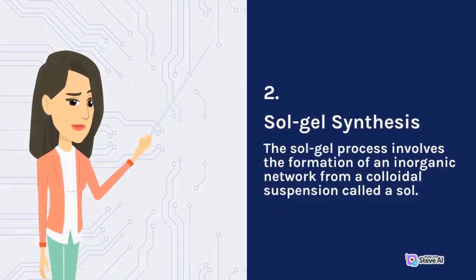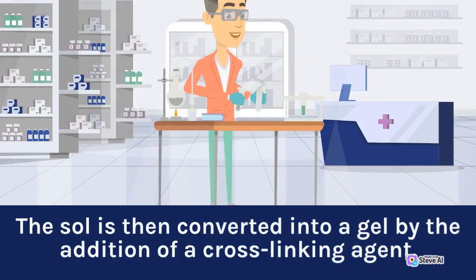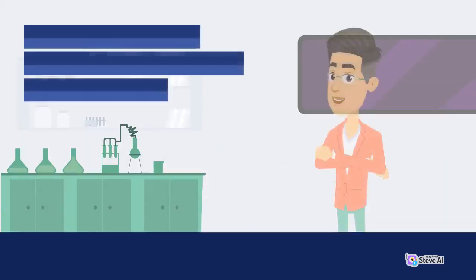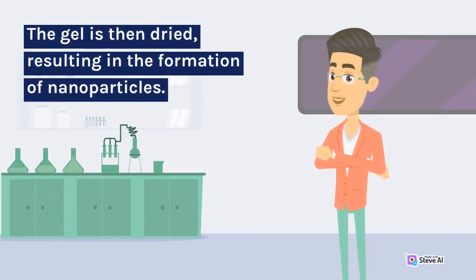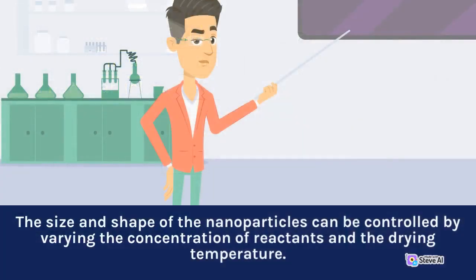2. Sol-gel synthesis. The sol-gel process involves the formation of an inorganic network from a colloidal suspension called a sol. The sol is then converted into a gel by the addition of a cross-linking agent. The gel is then dried, resulting in the formation of nanoparticles. The size and shape of the nanoparticles can be controlled by varying the concentration of reactants and the drying temperature.